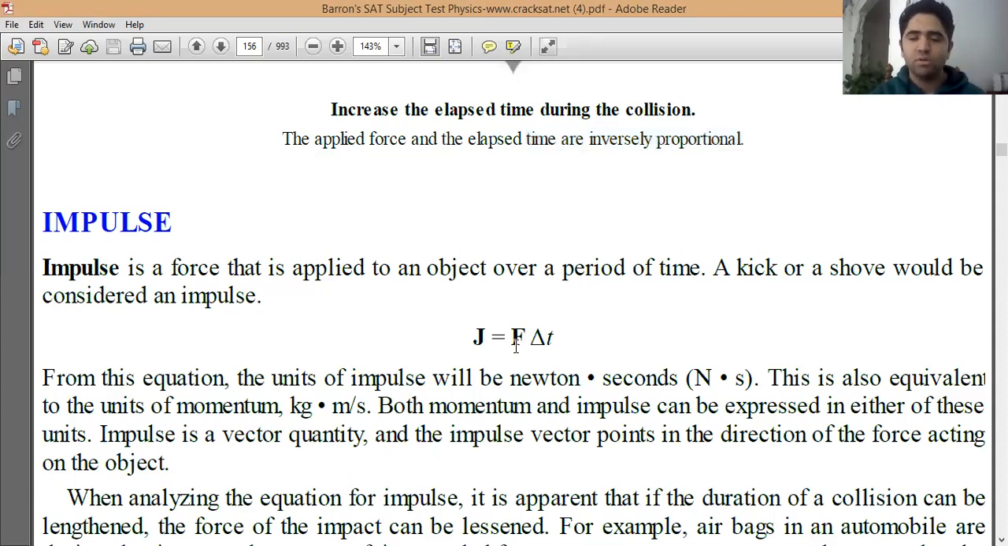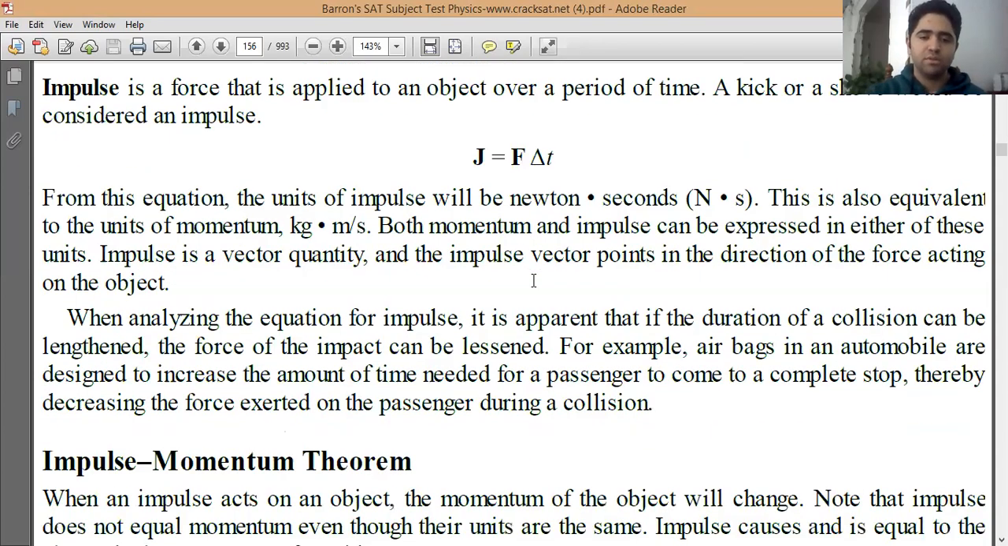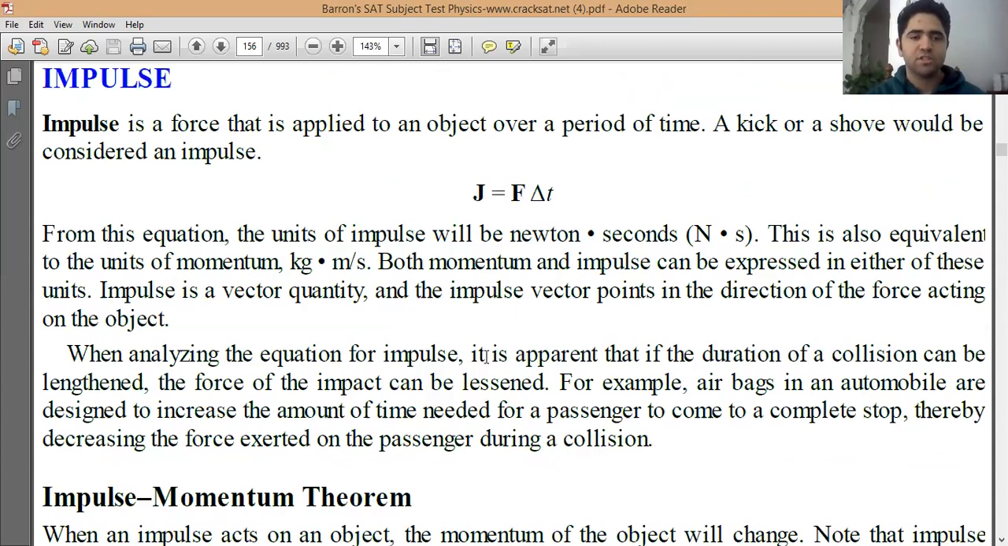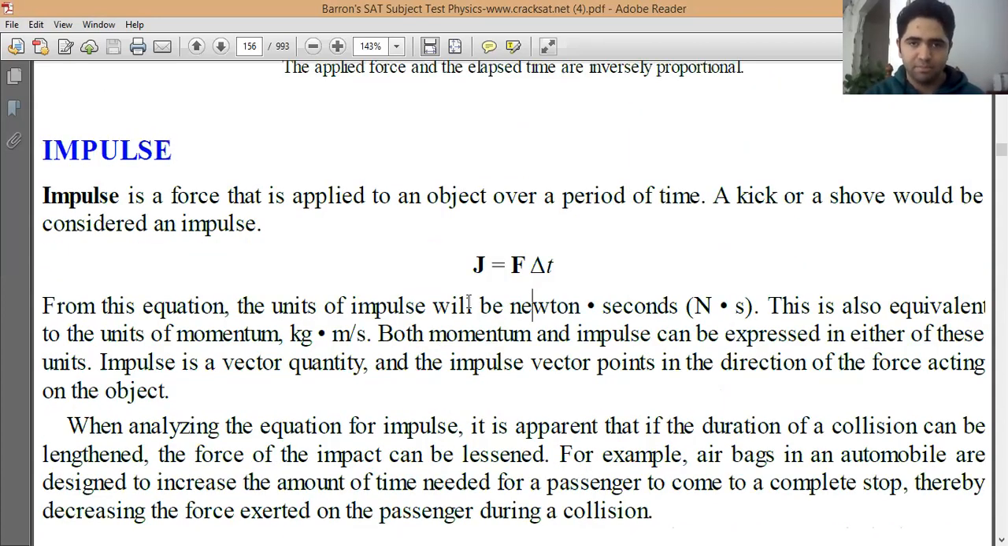Okay? So I hit a car for 4 seconds with 100 newtons. 100 newtons times 4 seconds, 400. That is going to be my impulse. 400 newton seconds. Okay? Okay, so now we move on. Now, do you see this text? I'm going to explain it algebraically. Okay? So get ready with your pen and paper.